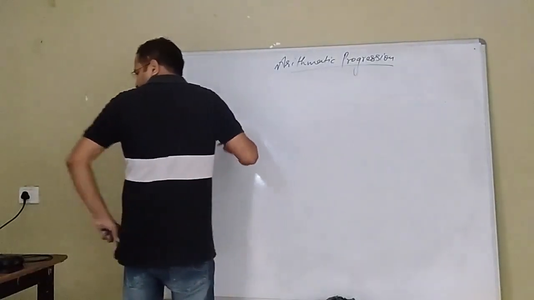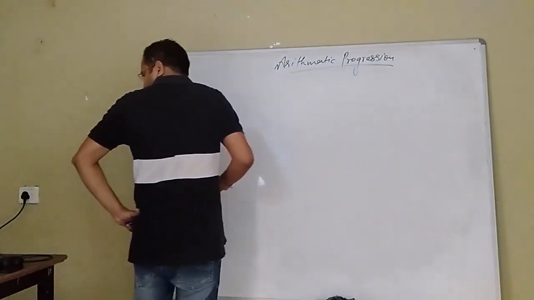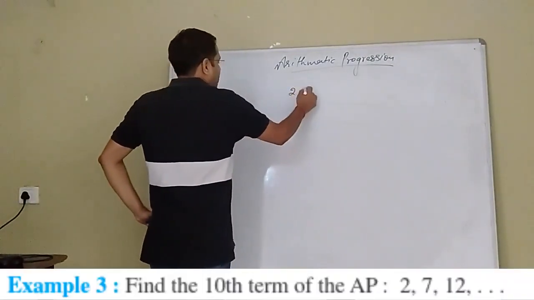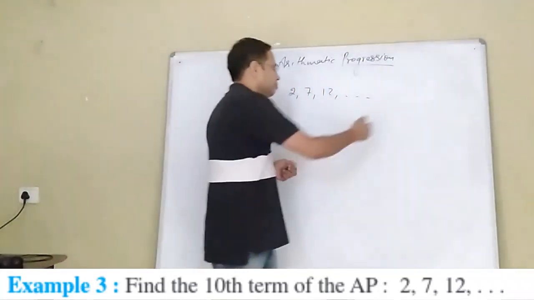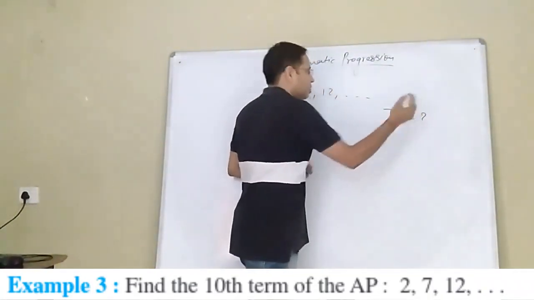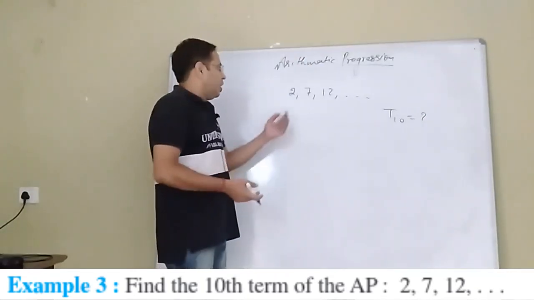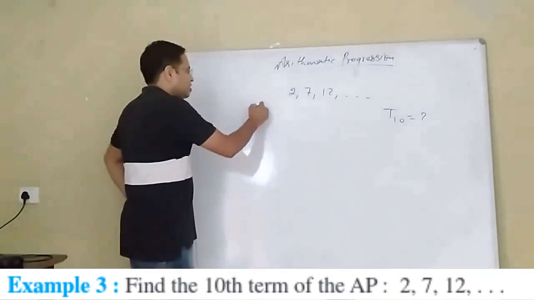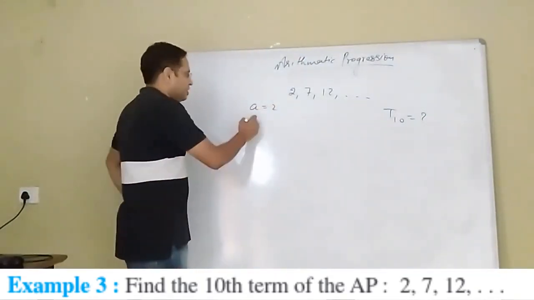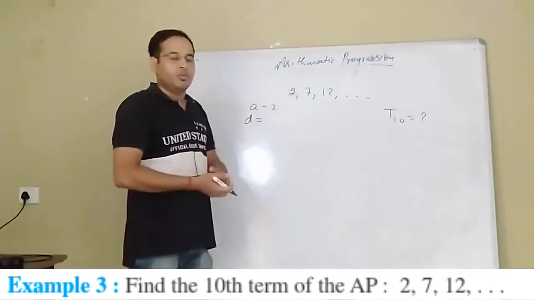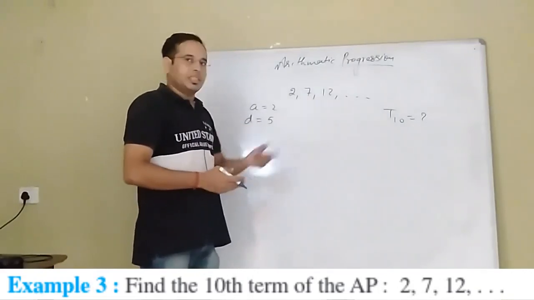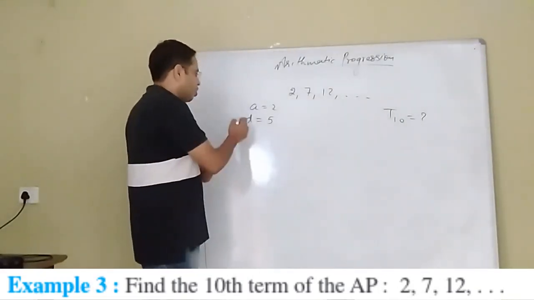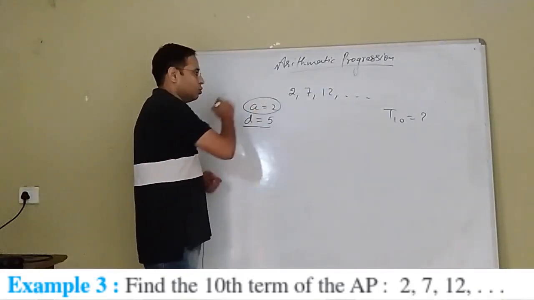It is given to us that we need to find out the 10th term of this AP: 2, 7, 12. We need to find out the 10th term, meaning T10. What will be the value of T10? How to do this one? First of all, A is 2. And what is the value of D here? D is equal to 7 minus 2, how much? 5. Or 12 minus 7 is also 5. Therefore, common difference is 5 and A is 2.